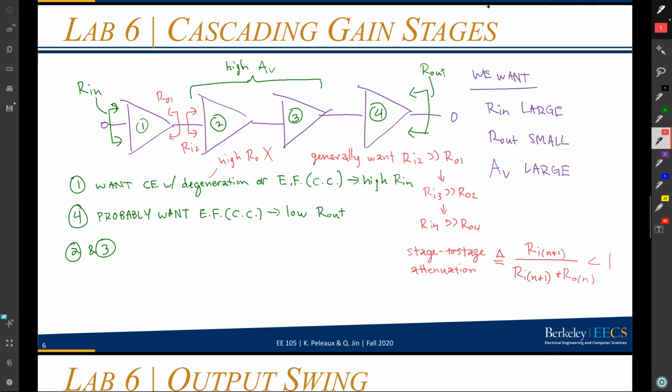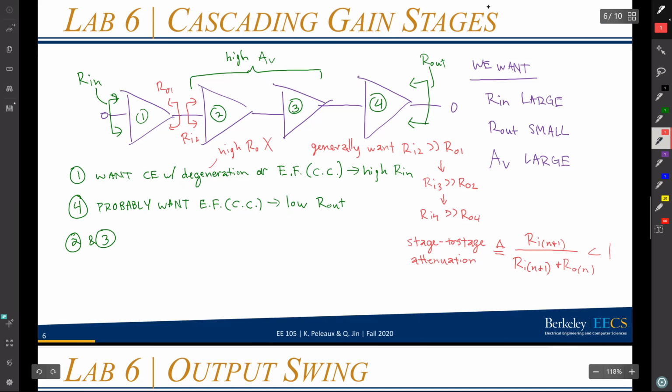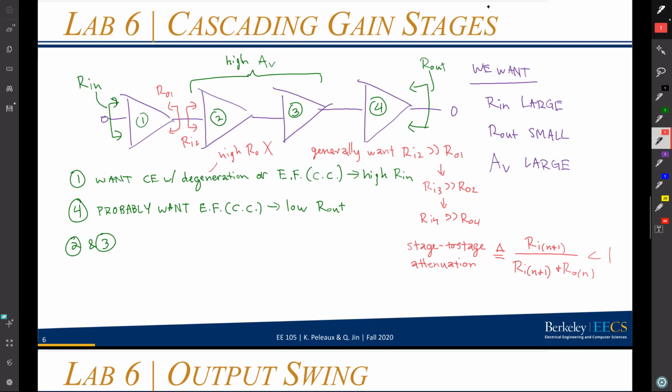So I might want to use the common collector or the emitter follower, because its low output resistance will make this stage to stage voltage division smaller. And then if I look at the two stages, if they're both high gain stages, they're probably going to be either common emitter or common emitter with degeneration, right? Those are our highest gain stage topologies that we know of.